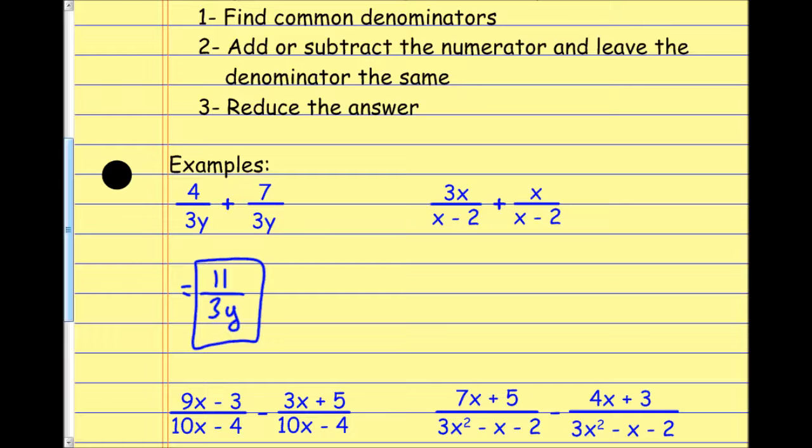Here, once again, I already have common denominators. I add those numerators. That gives me a 4x. Denominator stays the same. That's an x minus 2. And the only way to reduce this would be to factor it and look for common factors. But none of this factors any further, so that one's done.